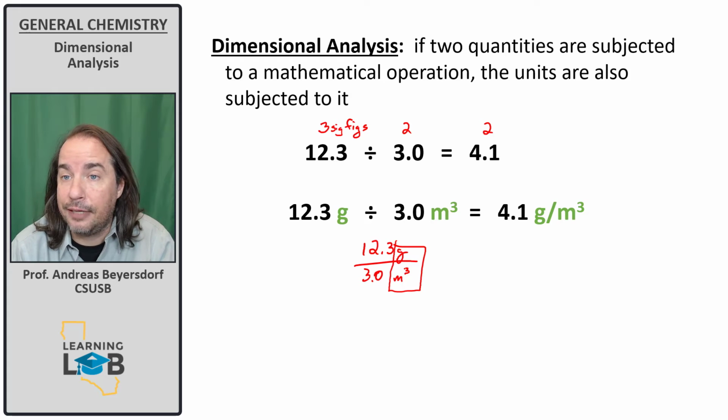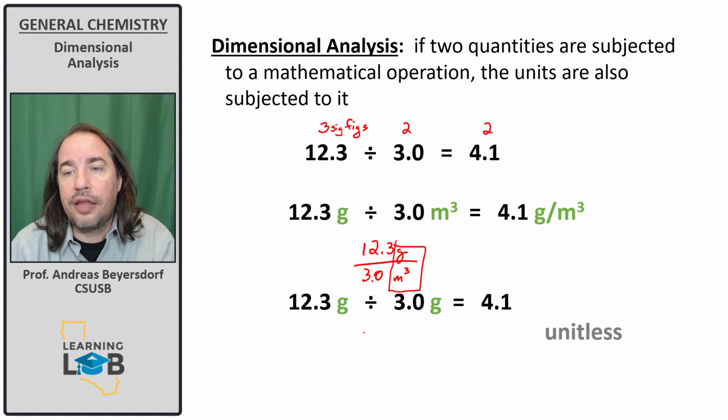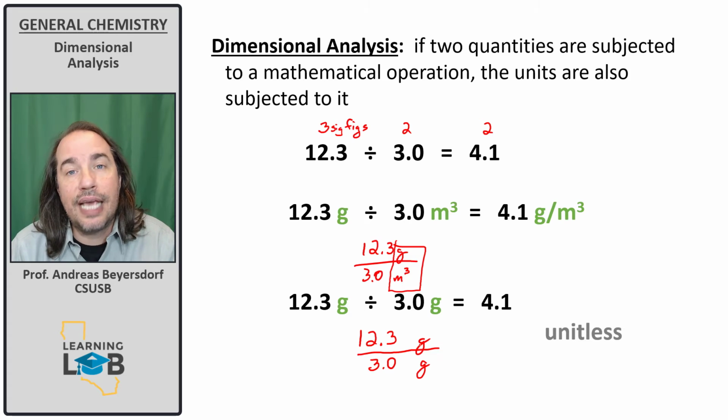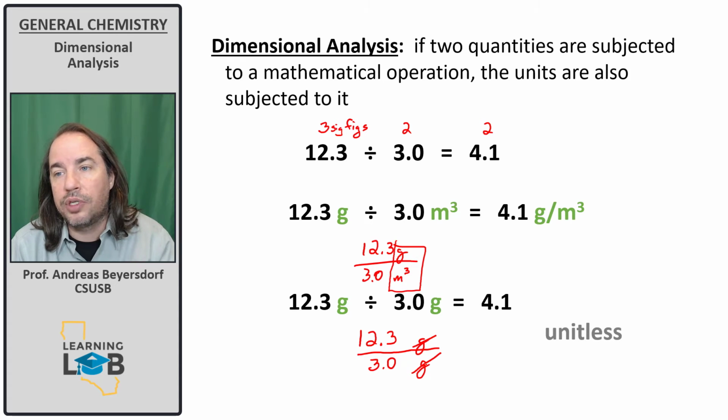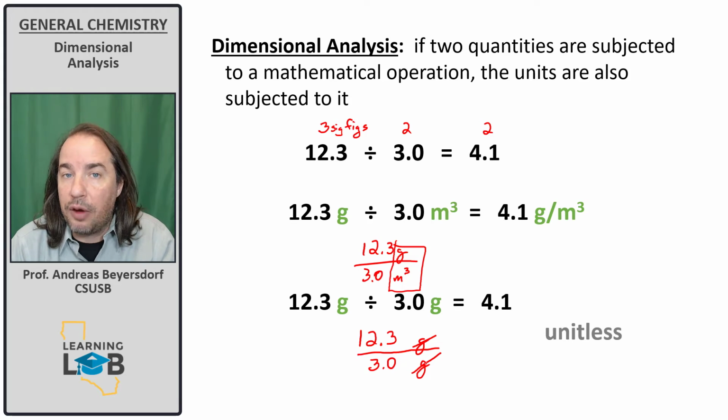This is a density. Let's see another case where I have 12.3 grams, and I divide that by 3.0 grams. In this case, I'd have grams divided by grams, so those cancel out, and I end up with something without units, a number that is unitless.